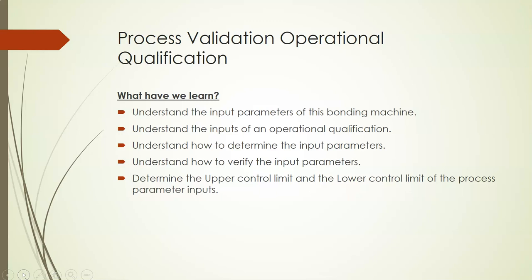What have we learned? In the example of the operational qualification of a bond welder, we now understand the following. The process input parameters of this bonder. This has led us to understand the inputs into an operational qualification. We now understand how we can determine upper and lower control limits of the input process parameters. In this example, we have learned how to verify the outputs.